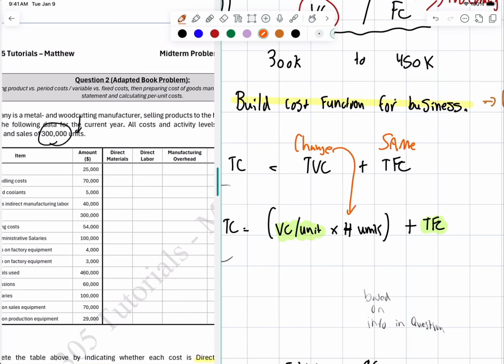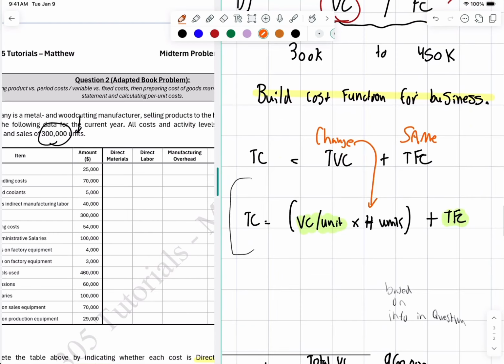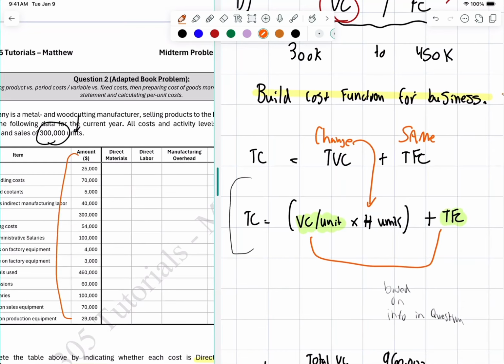Okay, so you always build your total cost equation based on the original information. You see basically how they spend money, how they got to this 300,000. You build the cost function and how they got to 300,000.